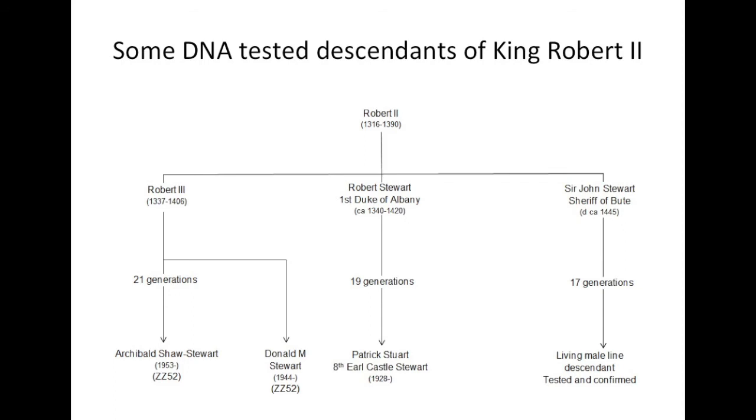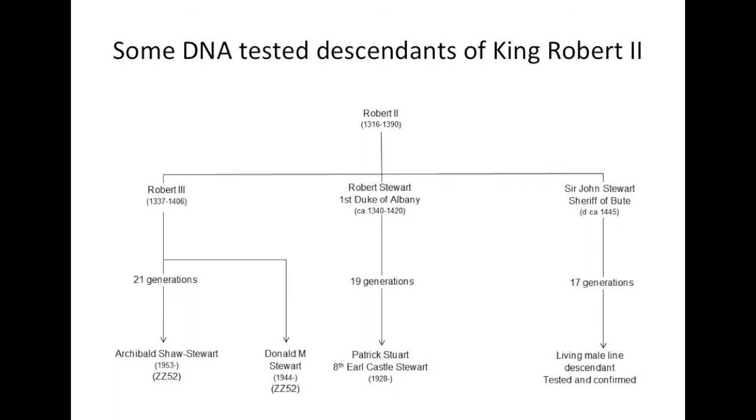Now, we're going to return to the Stewarts again to look at some of the more recent research we've been doing from the Battle of Bannockburn Family History Project. Using the dual DNA documentary approach, we traced a documented male line descendant of King Robert III. So King Robert III over here, we tracked down Archie Shaw Stewart, who did a DNA test for us. He's a design engineer from Perthshire. And advanced DNA testing confirmed this descent and also resulted in the discovery of a distinct marker, ZZ52.